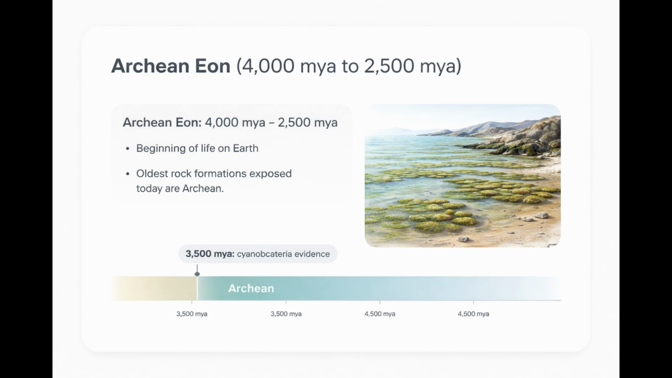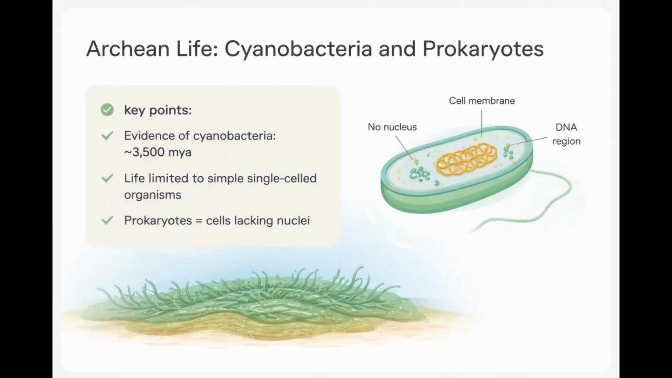Two headline ideas matter here. First, this is when we see early evidence for life, including cyanobacteria by about 3,500 million years ago. Second, many of the oldest rock formations we can still see exposed at Earth's surface today date back to the Archean. During the Archean, life existed, but it was simple.